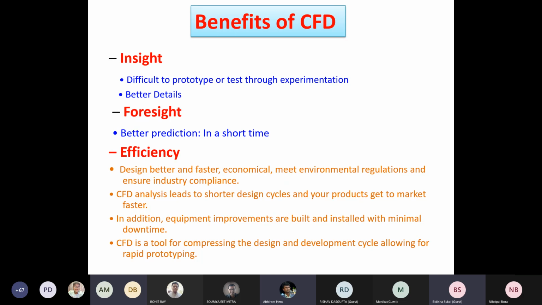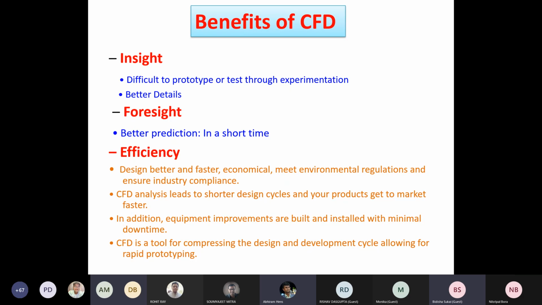It can lead to shorter design cycles, and your products get to market faster. You know that for products from R&D to market, there is a long chain. Each step has some process, so if you can do proper CFD analysis, it can reduce that time period. In addition, equipment improvements are built and installed with minimal downtime. CFD is a tool for compressing the design and development cycle, allowing for rapid prototyping. Ultimately, the whole process of product development or process development becomes more efficient.